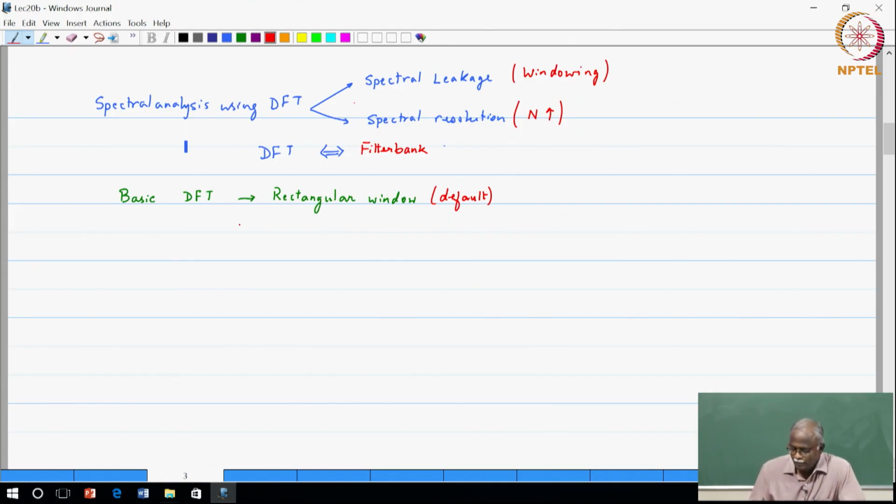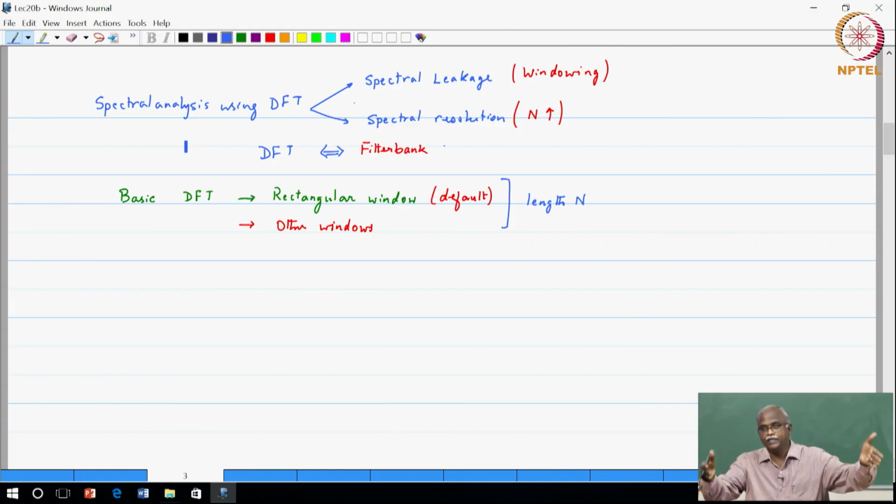Now, what happens if you use other windows? You get slightly better in terms of spectral leakage, but in all these cases your underlying spectral resolution depends on the length of the window or the length of the DFT as well. So, basically we are talking about a length N. The underlying filter has only length N. It can be a rectangular impulse response or a shaped impulse response, but the underlying length is N.